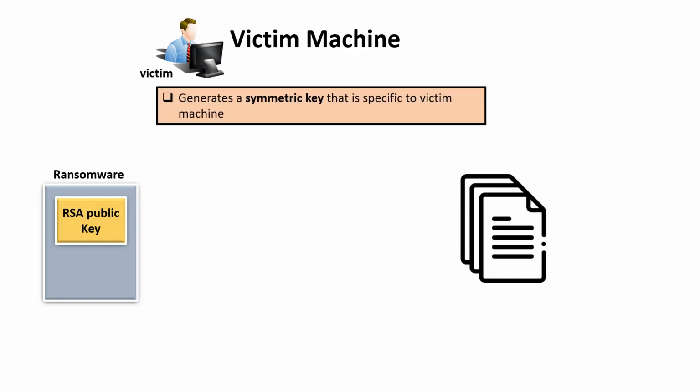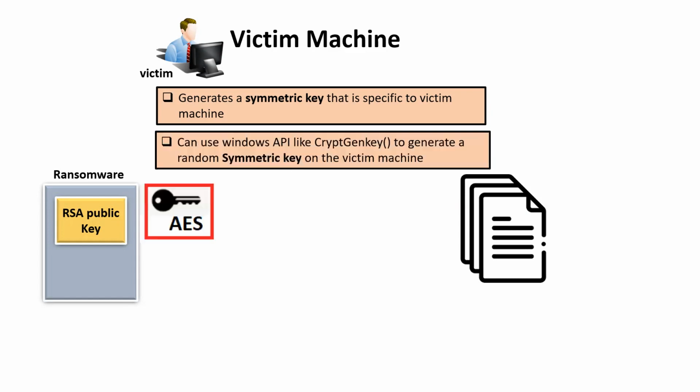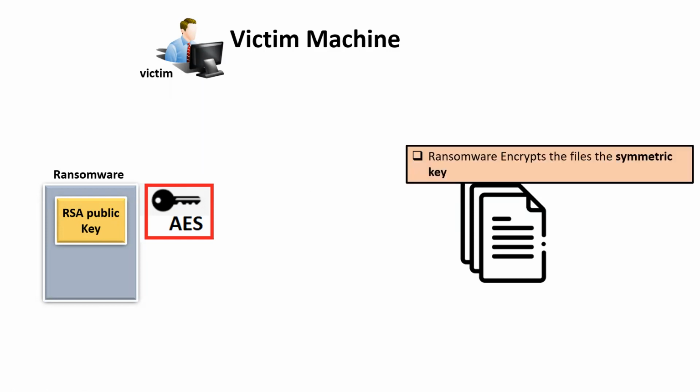On the victim machine, the ransomware generates a symmetric key which is unique to the victim machine. So in this case, I'm showing this as a AES key. It can be anything else as well. In order to generate a symmetric key, the ransomware can use APIs like CryptGenKey to generate the symmetric key on the victim machine. Now, using this symmetric key, the ransomware encrypts the file on the victim machine.